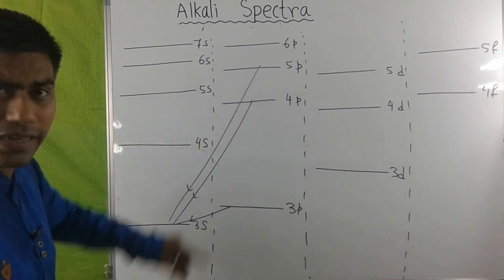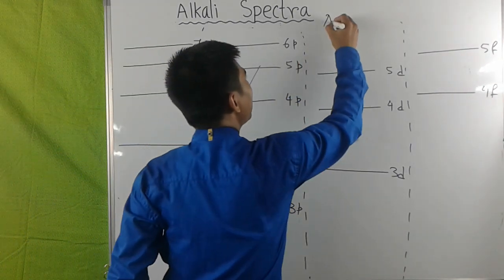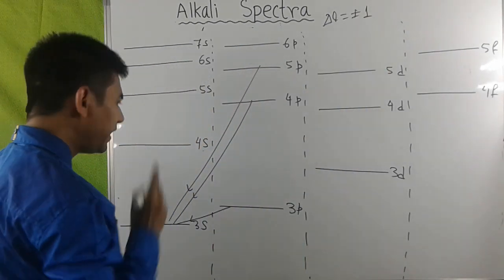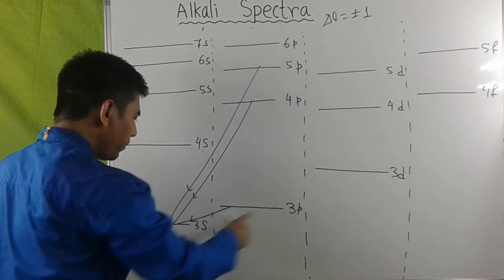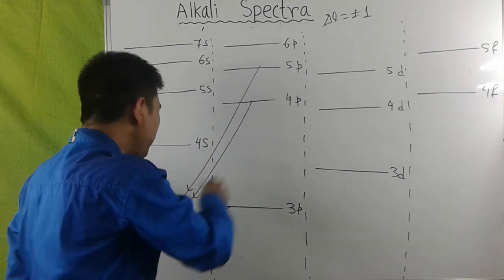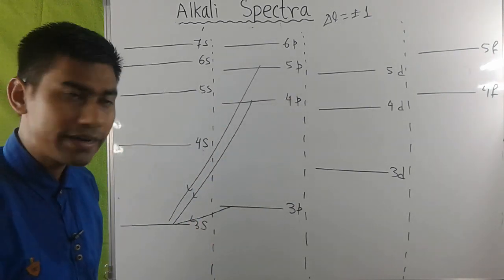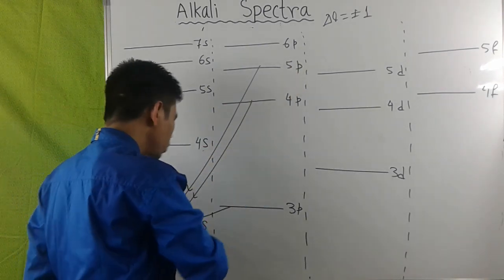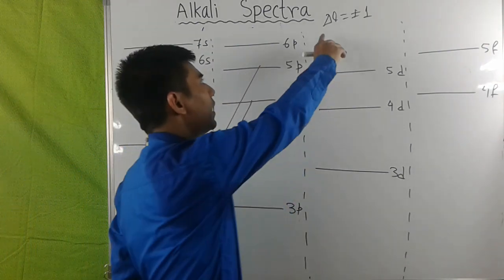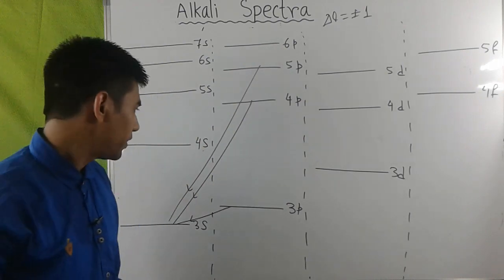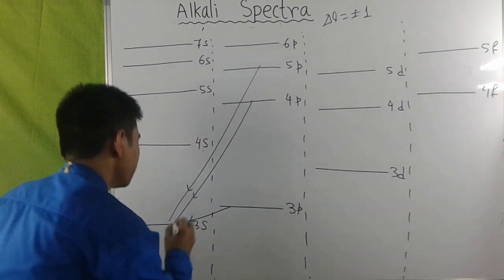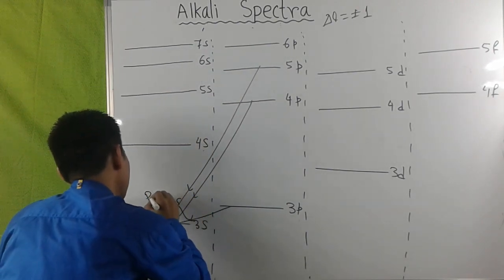Now here in our case the selection rule is delta L equals plus or minus 1. So in this case the transition from the 3p level to the 3s level gives rise to a spectral line, the transition from the 4p level to the 3s level gives rise to a spectral line, and the transition from the 5p level to the 3s level also gives rise to a spectral line according to the selection rule delta L equals plus or minus 1. Now these transitions give rise to the lines of the principal series. So this is the principal series.